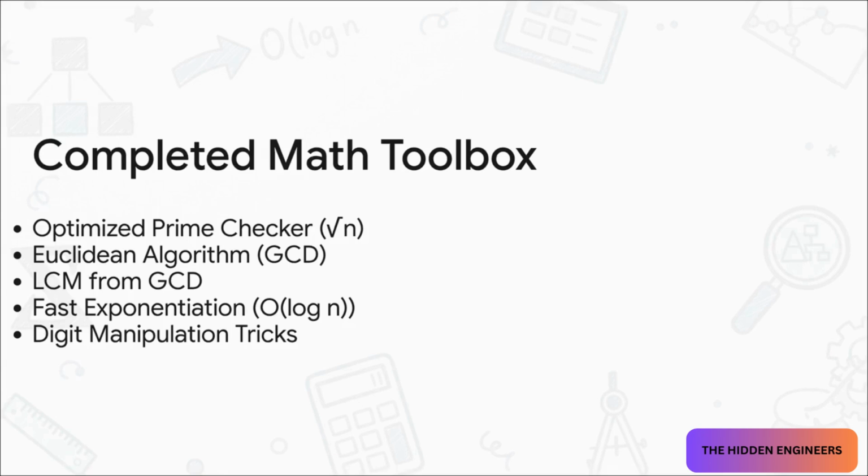So let's step back and look at our completed math toolbox. We've got an optimized prime checker that runs in square root time. We've got the super efficient Euclidean algorithm for GCD and a simple formula to get LCM from that. We've got a fast exponentiation method that runs in logarithmic time, and we've got a handful of must-know digit manipulation tricks. That is a powerful arsenal to take into any coding interview.